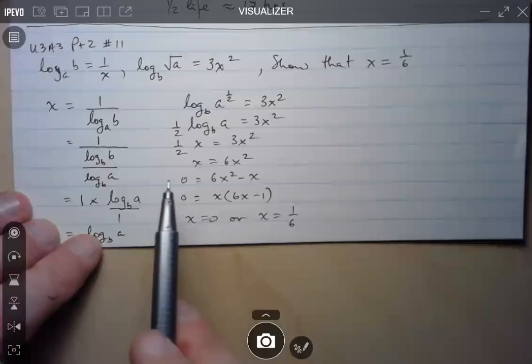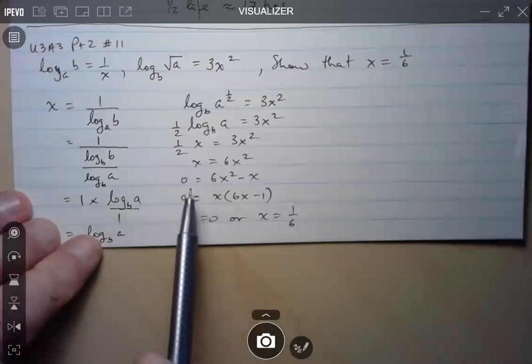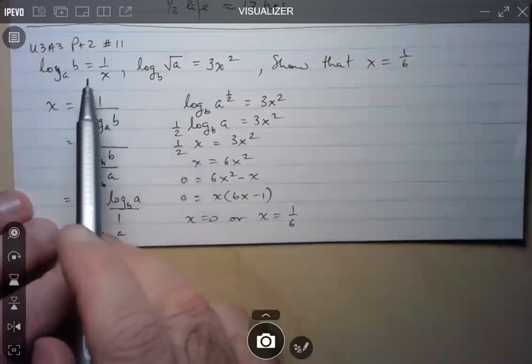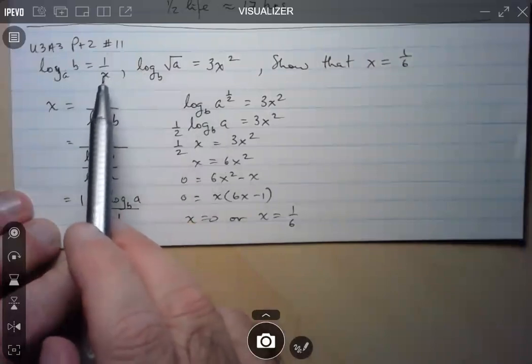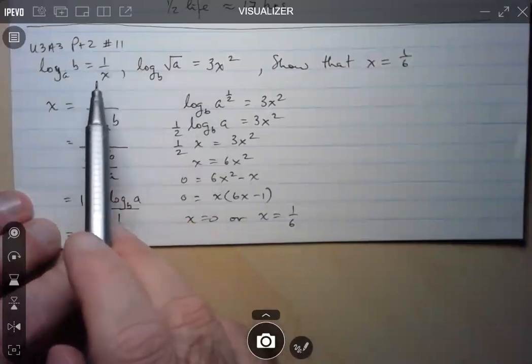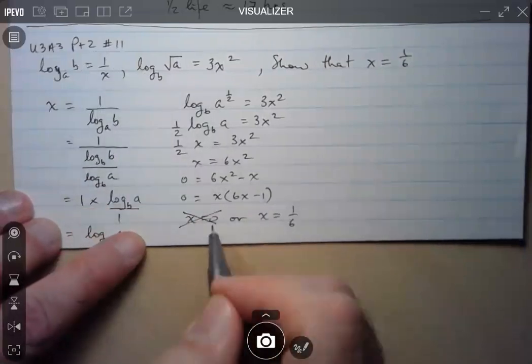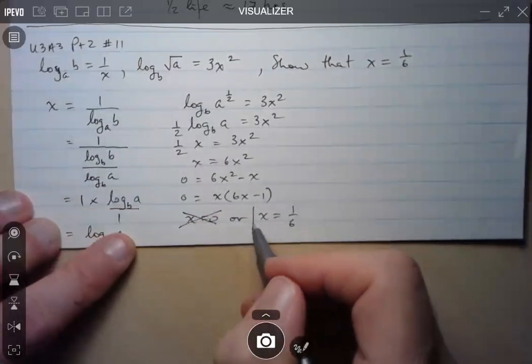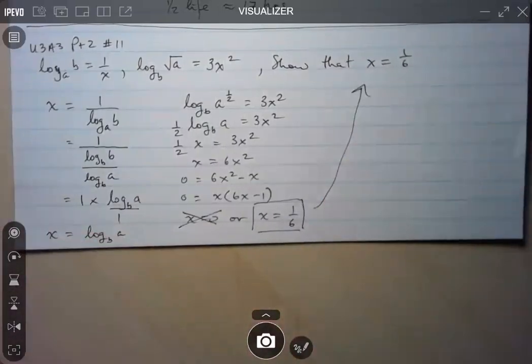But of course, anytime we're dealing with something that gets turned into a polynomial equation, I need to go back and make sure these numbers work. And I see here that x can't be equal to 0 because one of the original equations has 1/x. So that one goes, and the only answer left is 1/6, which is exactly what I wanted to show.